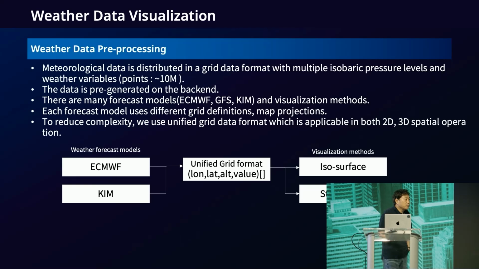First, we have to pre-process the data produced by KMA or ECMWF or NOAA. Our system will ingest the ECMWF data or KIM data or whatever data, and we have to convert those data to a unified grid format like longitude, latitude, altitude, and the values, and then we can visualize many things.